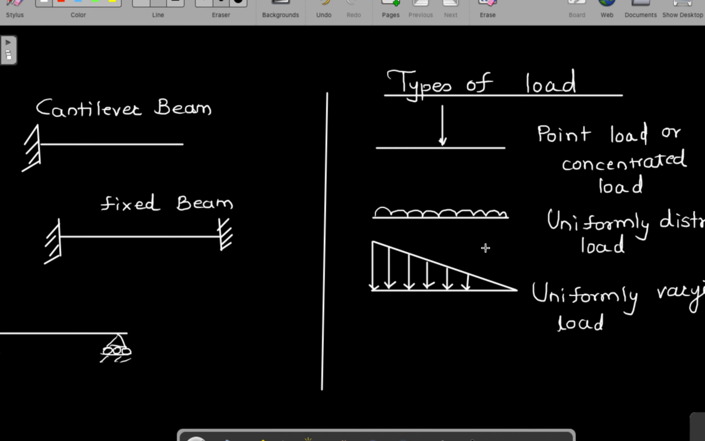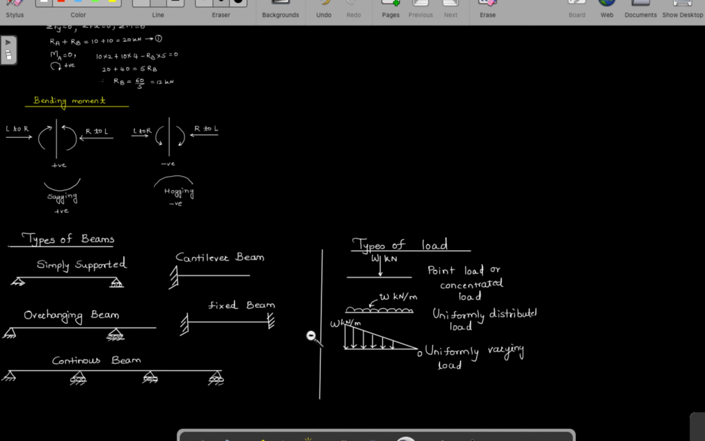Okay, so here you can see the uniformly distributed load is a continuous load. And this uniformly varying load is varying from 0 to whatever W maximum. So let's say this is W. Then this uniformly distributed load is also W per unit length. So it can be Newton per meter, Newton per millimeter, kilonewton per meter, and the point load is always in Newton or kilonewton. Okay, so these are a few types of loads and types of beams.